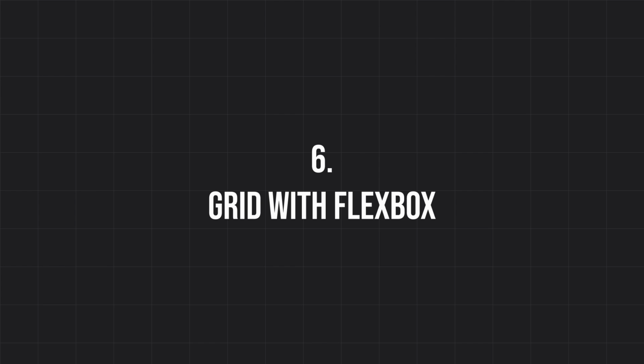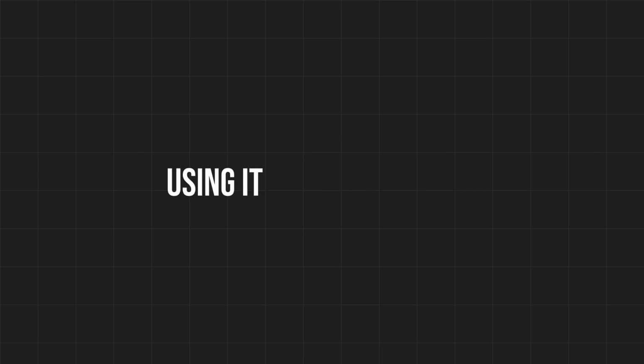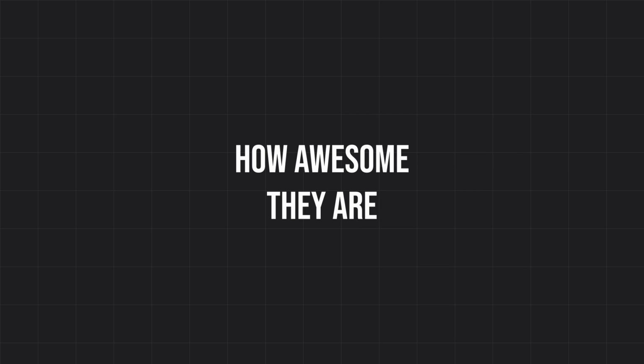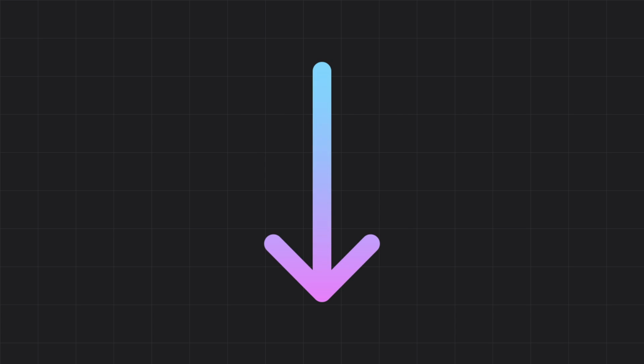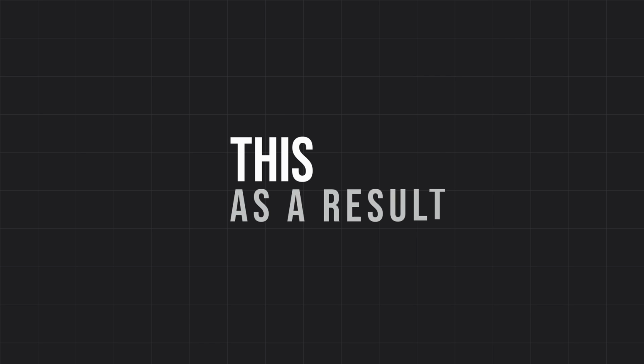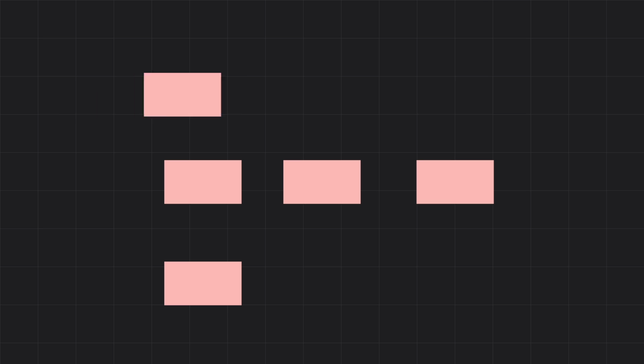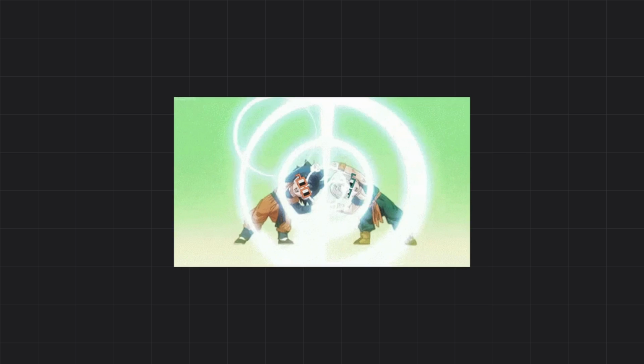If you are not using Flexbox, you must start using it. But if you are using it, you already know how awesome it is. But since it is one-dimensional, meaning you can only set it either vertical or horizontal, this as a result becomes a limitation in some cases. For example, if there are elements that you want to align horizontally as well as vertically, you can't do that with Flexbox, but you can combine Flexbox and grid in those scenarios.